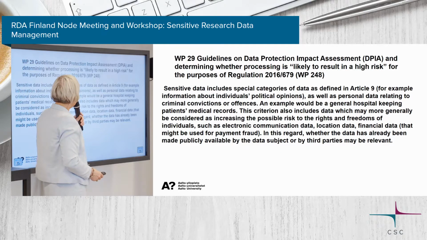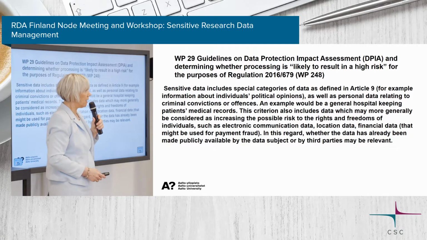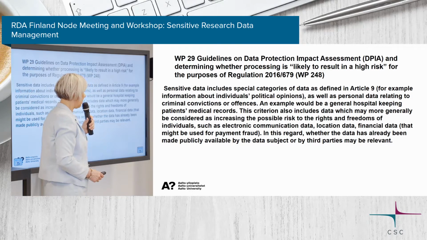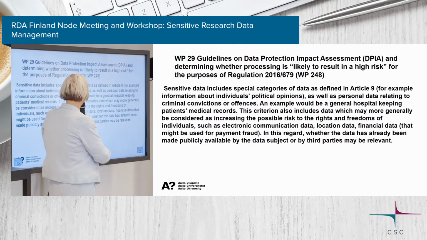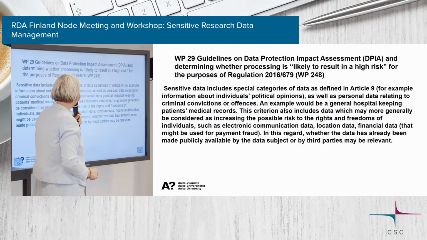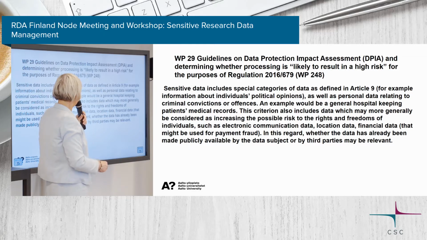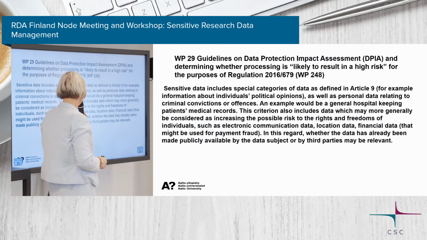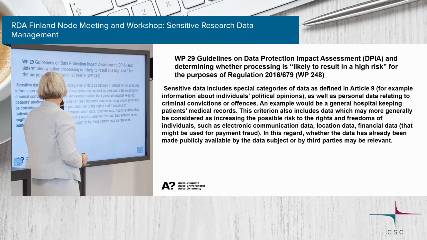Then there are some more guidelines. The Working Party 29 has many guidelines. Now it's called the European Data Protection Board, but the old name was Working Party 29, and they have published many guidelines, also on what is likely to result in high risk, and they have more detailed information on what they consider sensitive data.